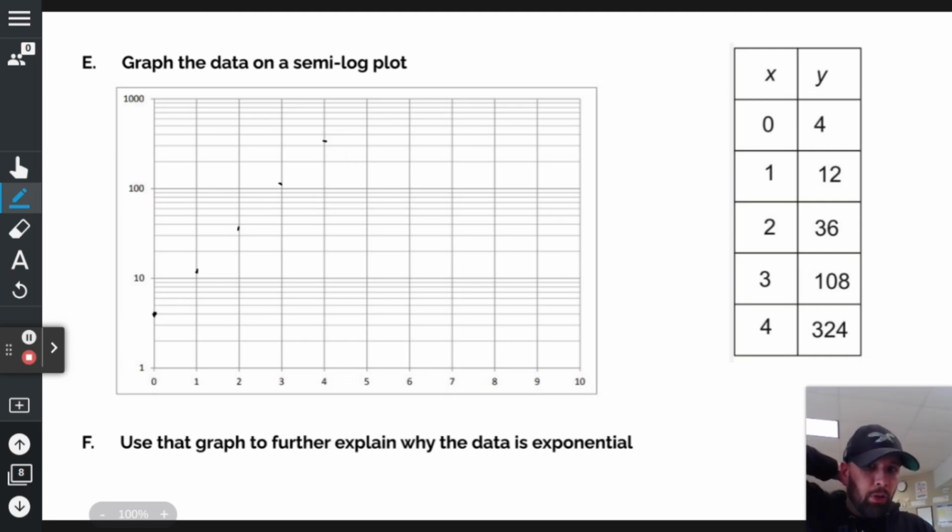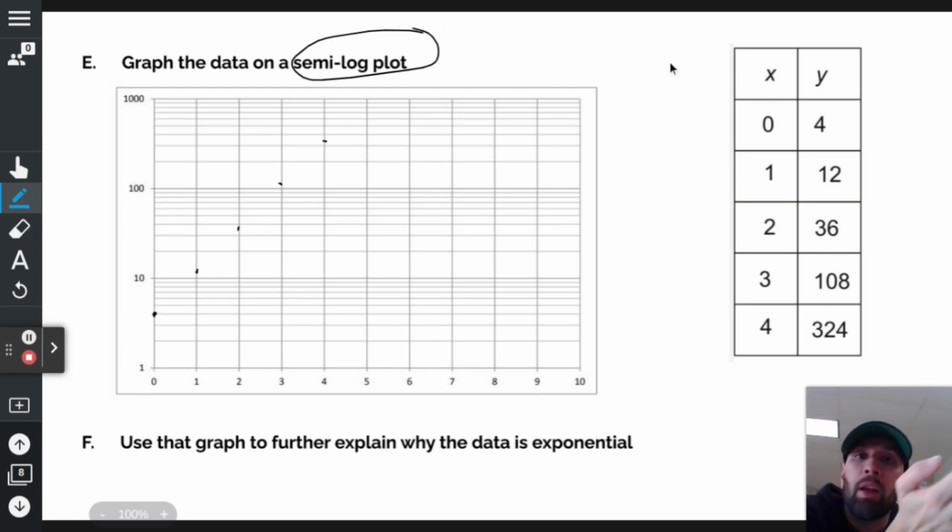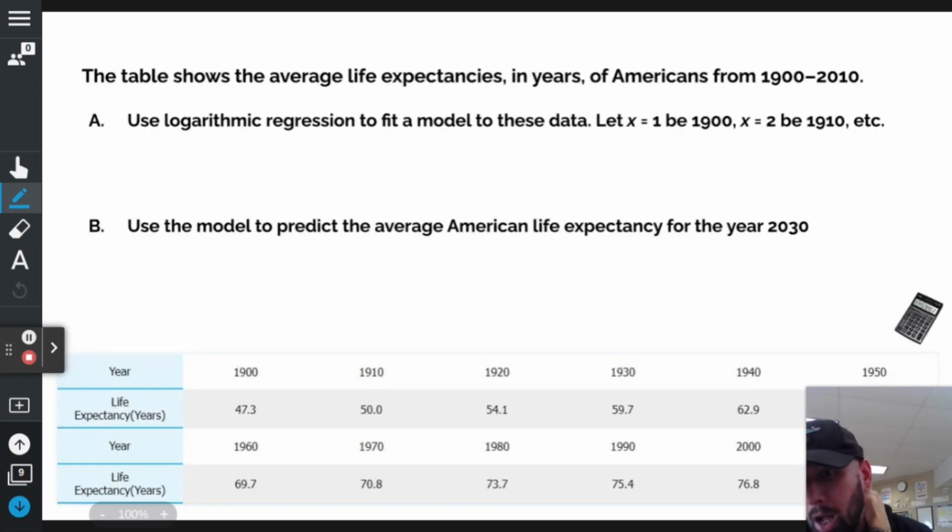Use that graph to further explain why the data is exponential. Well, I'm not going to write it out because I don't have space, but this data is exponential because when I graphed it on a semi-log plot, I got myself a straight line. And that's what you're supposed to get. If it's exponential or logarithmic and you graph it on a semi-log plot, you're going to get a straight line. If you graph something that is not exponential or not logarithmic on a semi-log plot, you're not going to have a straight line. Simple. Except that it's very complicated because no one uses semi-log plots.